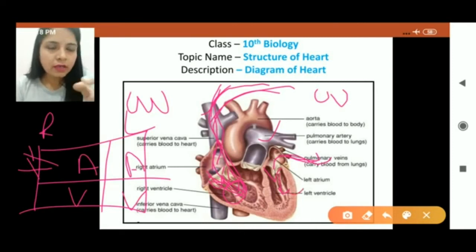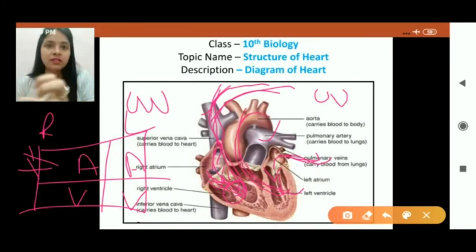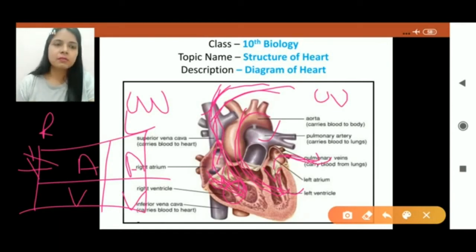So the left ventricle, what is the function of ventricles? To pass this blood to the different organs. So the wall of the ventricle is thicker as compared to the atrium. Now this oxygenated blood moves to the aorta. The ventricle passes this blood to the aorta. Aorta carries blood to the body. Now this blood passes to the different organs. This is the structure and function of heart.